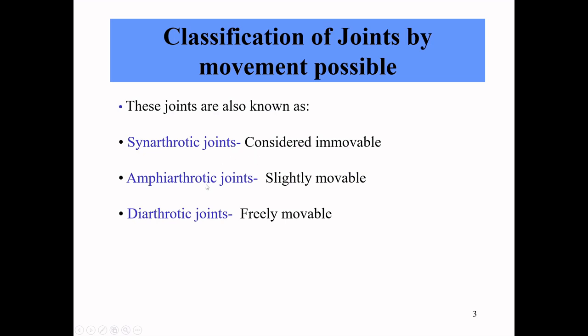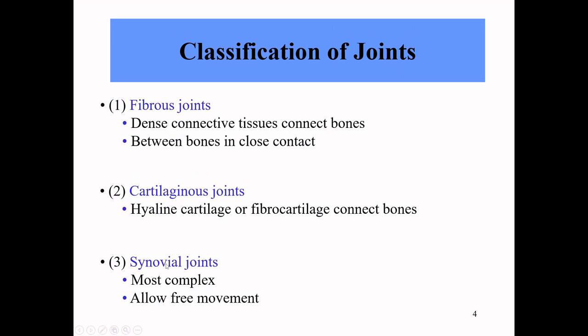Really immovable. Then we have amphiarthrotic. These are joints where we can get a little bit of movement. And lastly, we have diarthrotic joints. These are our freely movable joints. When you're thinking of joints, you're probably thinking of diarthrotic joints. So that's the first way.